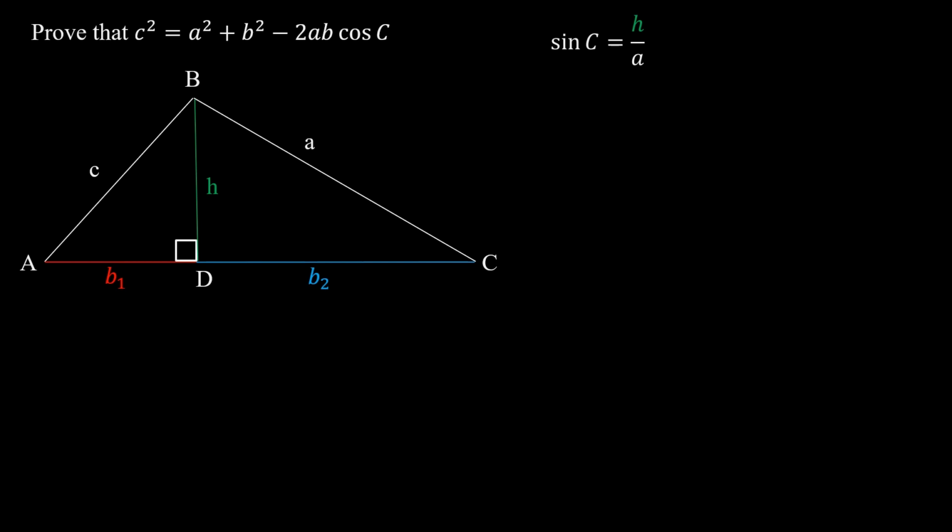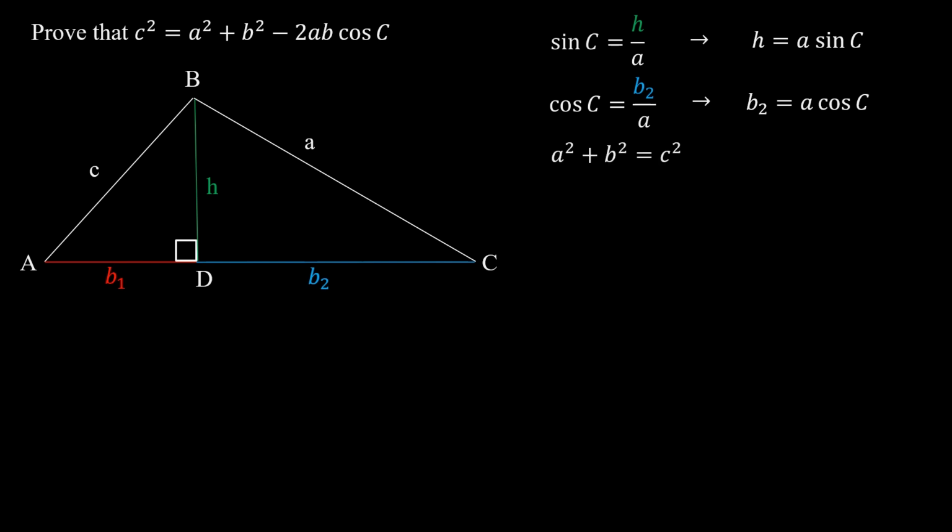So note that sine of C, which is opposite over hypotenuse, would be h over a. So sine C is going to be h over a. We can rewrite this equation to get that h equals a sine C. And we did this by multiplying both sides by little a. And we also know that cosine of C is going to be b2 over a. And we can also derive the equation that b2 equals a cosine C. Again, we just multiplied both sides by little a.